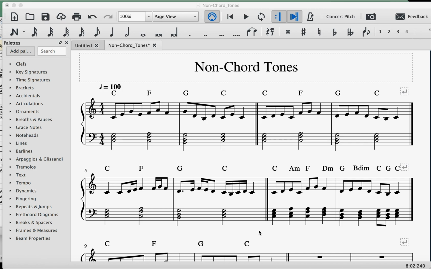Hello music people! In this video I'm going to be talking about non-chord tones, and this is an important topic to learn when you are learning how to place chords with a melody.